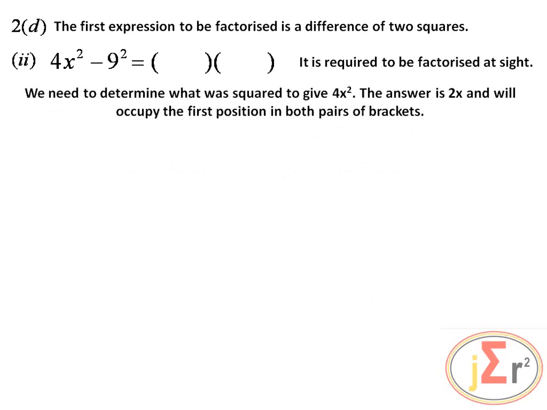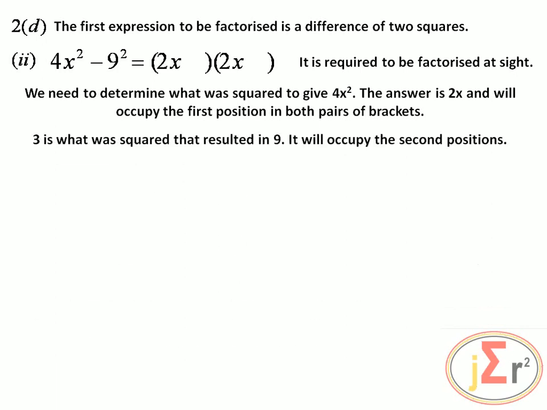We need to determine what was squared to give 4x squared. 4x squared is the square of something. What is that thing that 4x squared is the square of? The answer is 2x, and it will occupy the first position in both pairs of brackets.